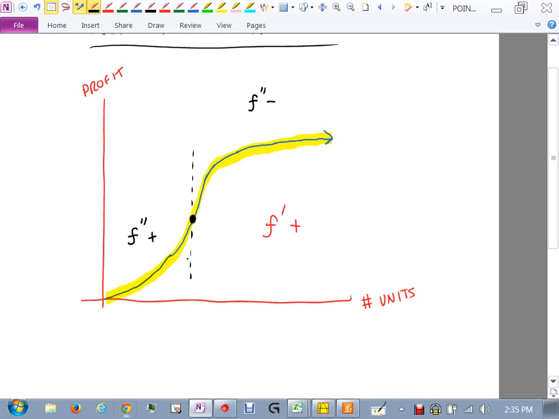So a lot of business models, they want to know what that point of diminishing return is because they'd like to know where they can optimize that profit. They don't want to make more units than they have to if it's not going to make them the most money. But it all comes down to, in a graph, the second derivative being 0 is what they really want.